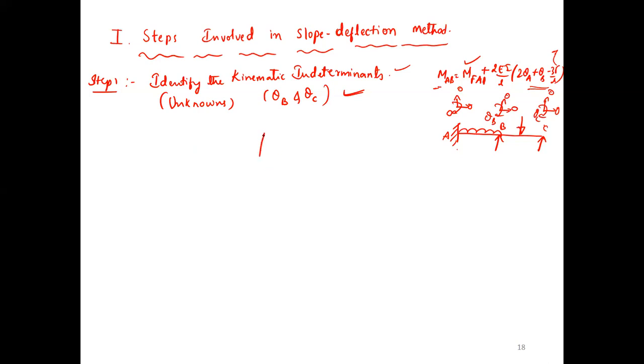Now, for this, theta A, theta B, theta C. That's all. There is no fixity here, so delta could come in, but it doesn't here. Only theta A, theta B, theta C. Understood? Any doubts in kinematic indeterminacy? Shall I move on to the next step? Yes, sir. Okay.